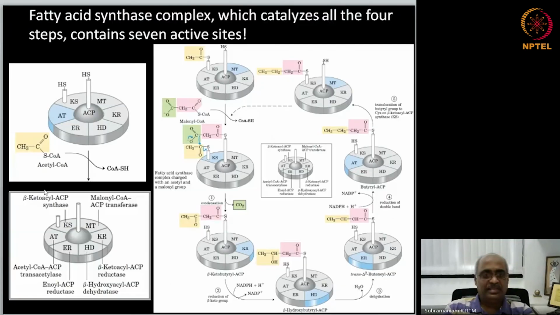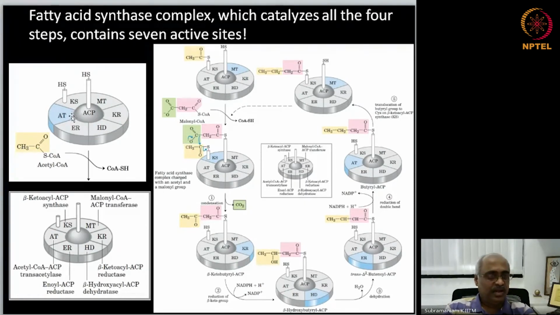So now we'll see the enzyme in all its glory. So this is the 7 active site containing fatty acid synthase enzyme, and central to this is this acyl carrier protein, ACP, because it carries initially the Malonyl-CoA and later Acetyl-CoA as it extends, so it is acyl carrier protein as well, ACP.